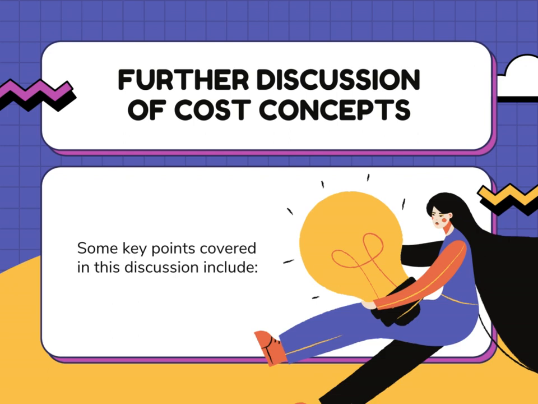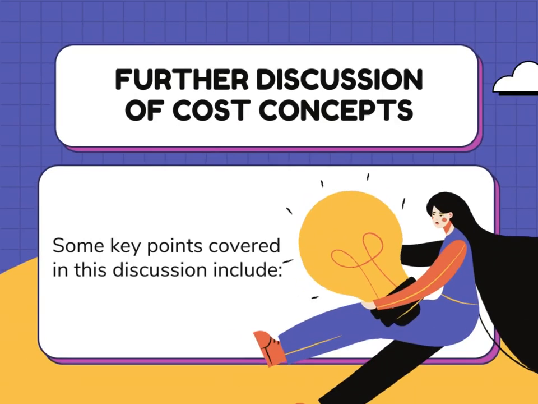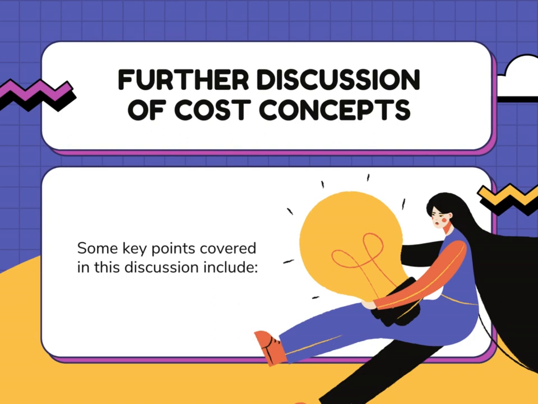Fixed costs remain constant regardless of the level of production. They include expenses such as rent, insurance, and administrative salaries. Total cost is the sum of fixed and variable costs.